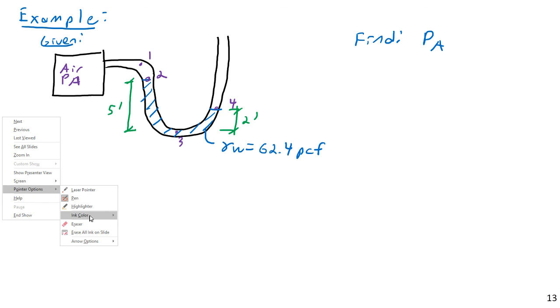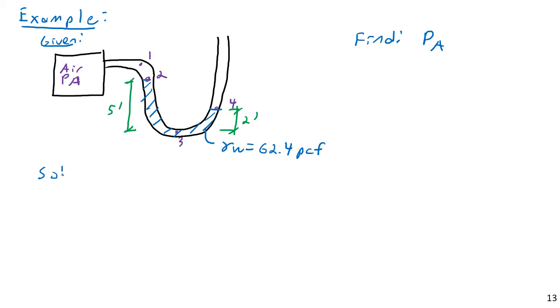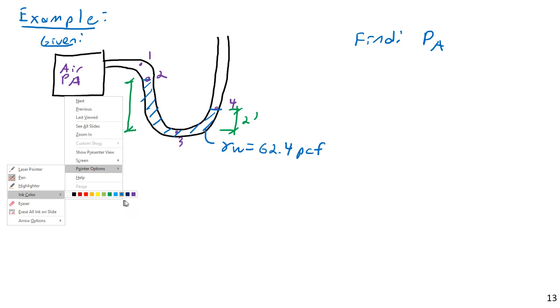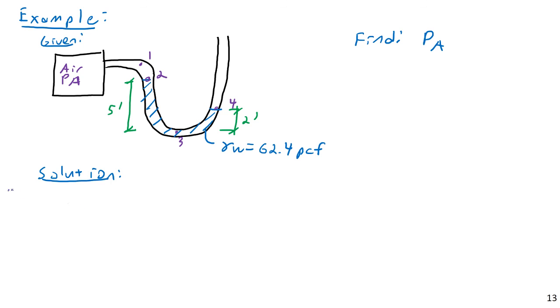So, solution. I'm just going to go point by point, and then I'm going to show a shortcut method that you can probably already guess. Step 1, let's go from PA to point 1.